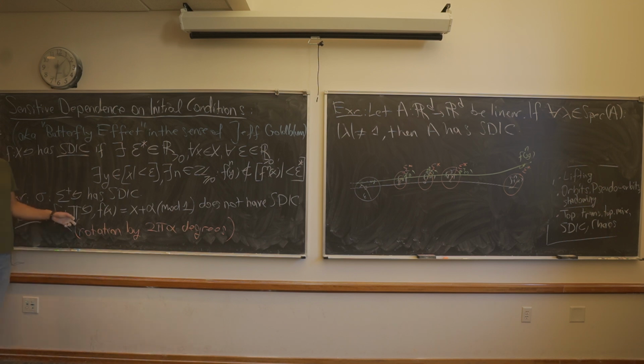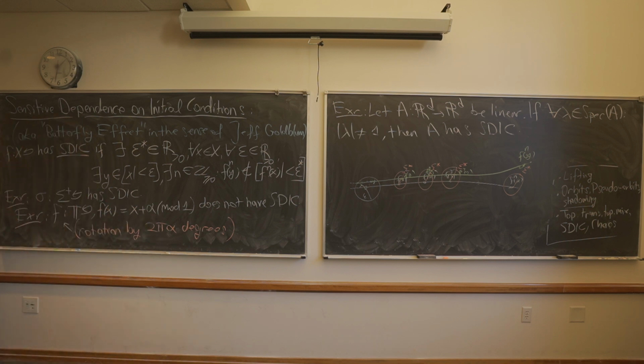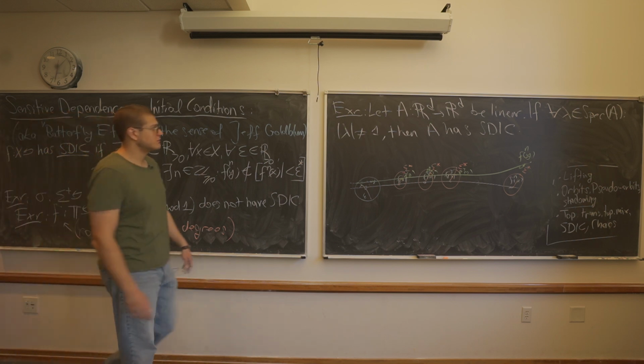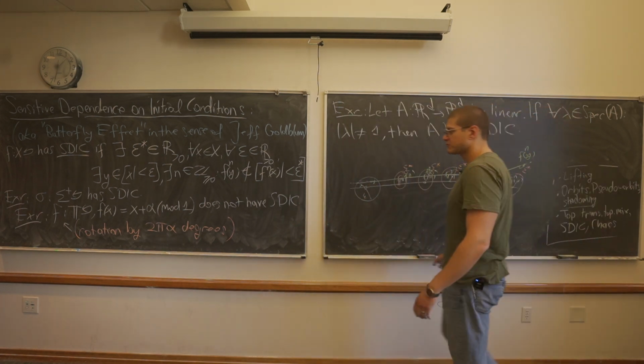This is what is called the rotation. So you have the circle, and you take any initial condition, and you add some predetermined number alpha to it, and then you need to take the mod 1 so that you can keep iterating. So you start at a point, and then you rotate it by alpha, or 2 pi alpha, depending on how you're thinking about it. In any event, that doesn't have sensitive dependence on initial conditions.